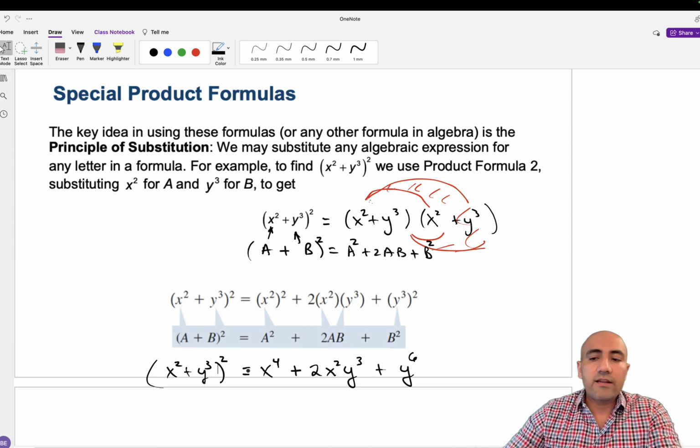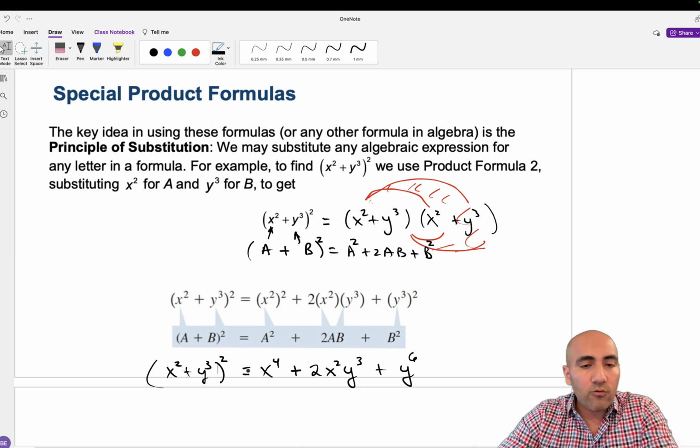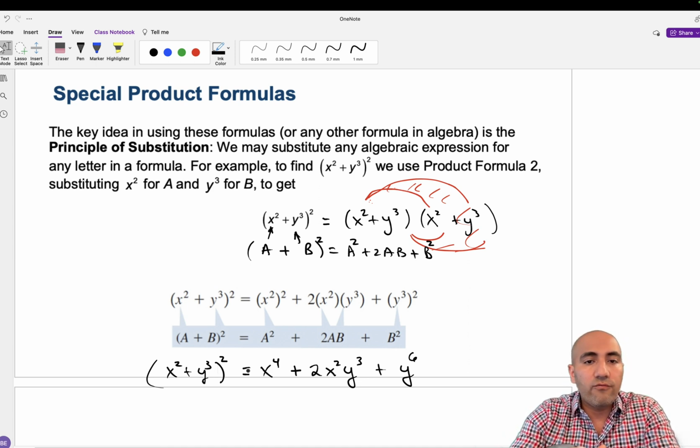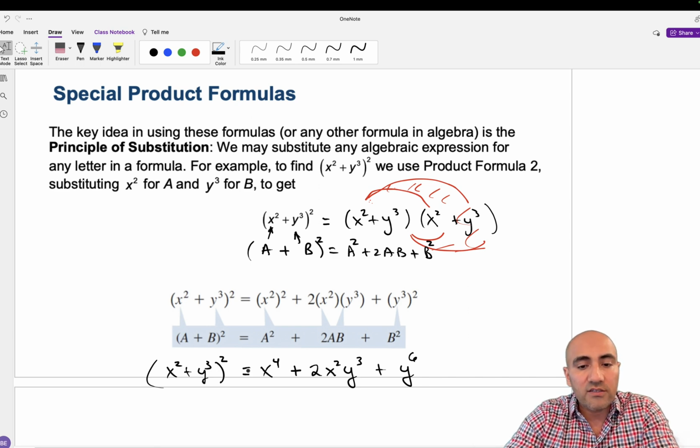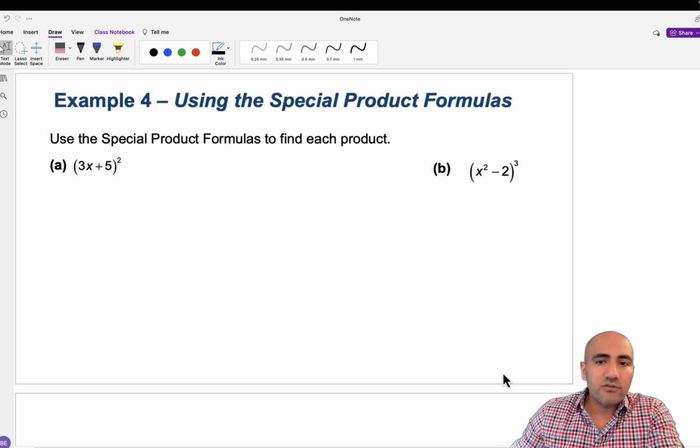But like I said, later on we will be going backwards to factor this process, and then these special product rules become very, very useful. Okay, a couple more examples.